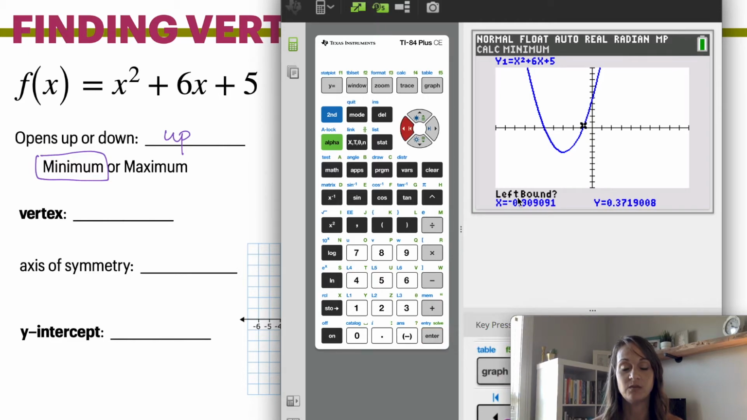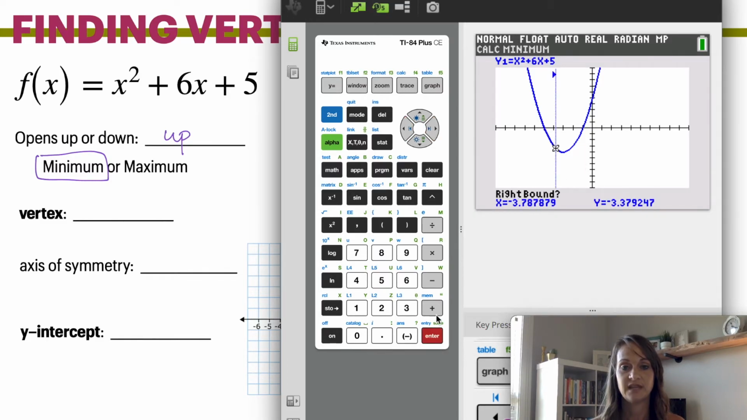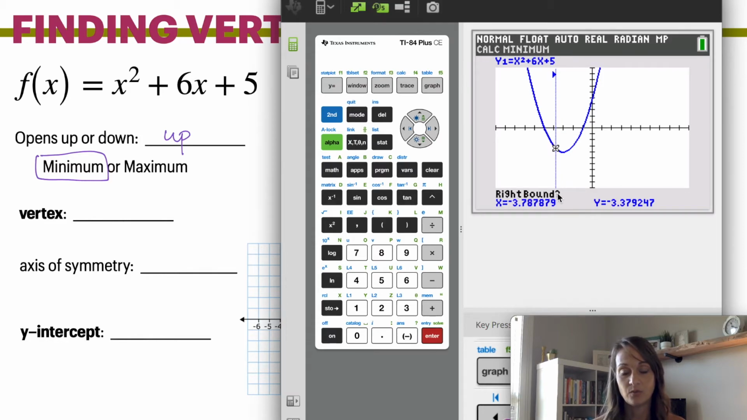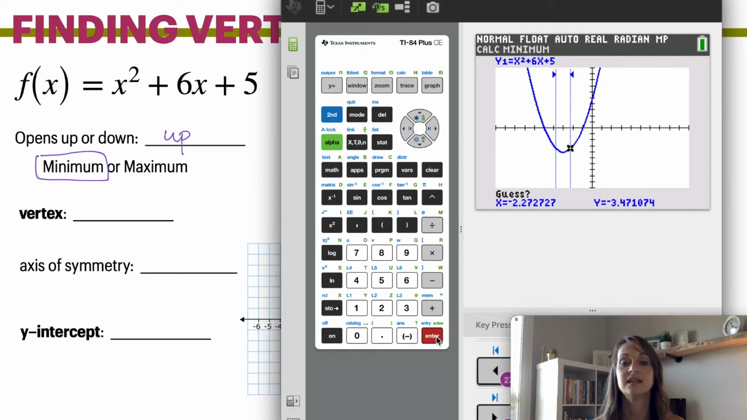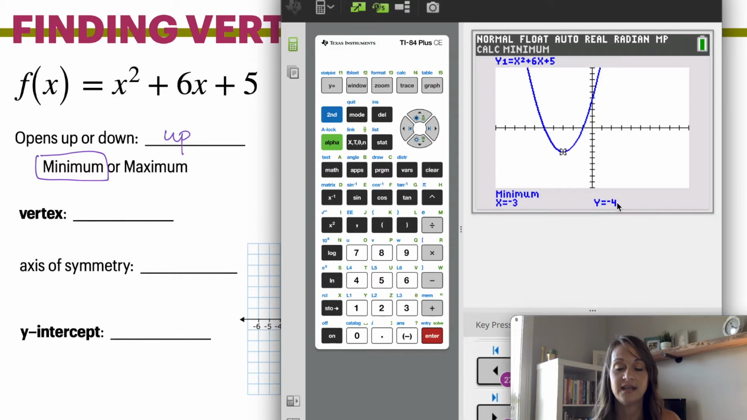The first question, it wants you to give it something on the left side of that vertex. So if you go to the left side of this parabola, anywhere close to it, hit enter. Now it wants to know the right bound. So if you go to the right side of this vertex, anywhere close, but on the right-hand side of the vertex, hit enter. And now they want to know, do you want to guess? Yes. And the value is -3, -4.